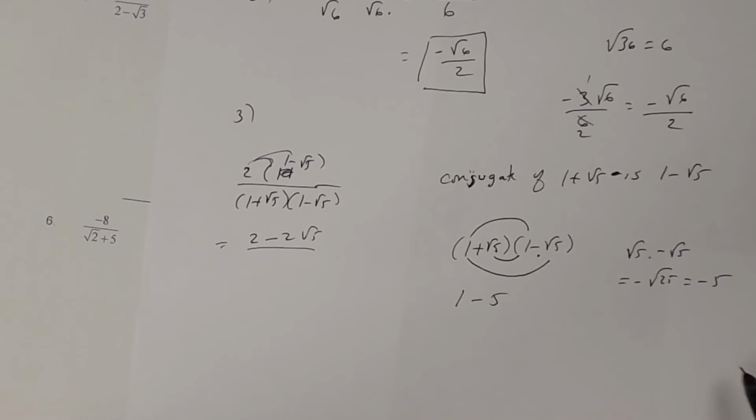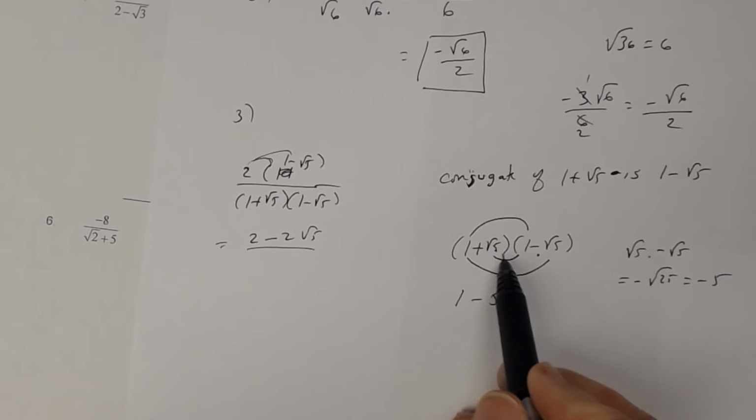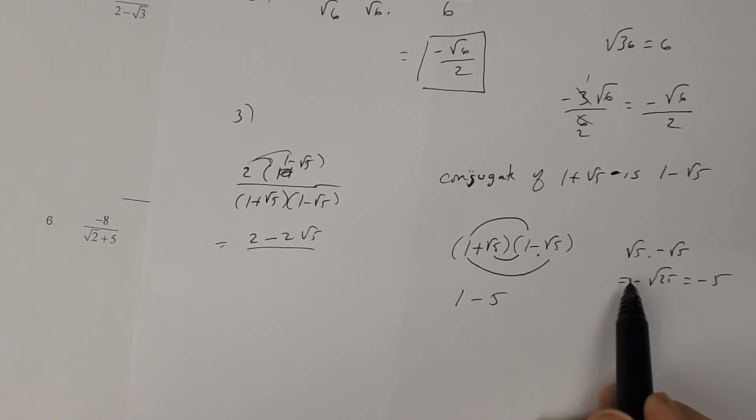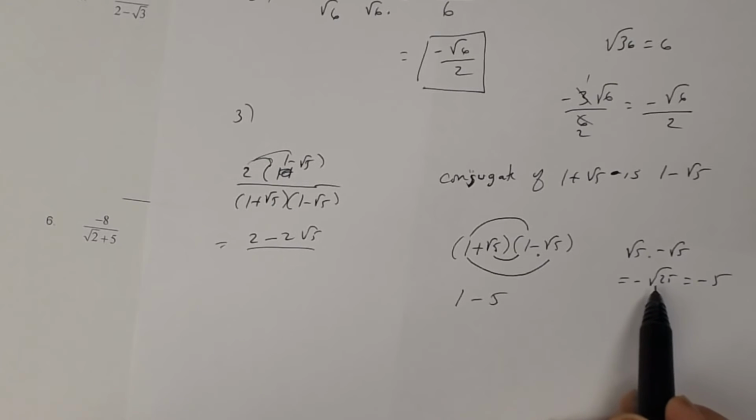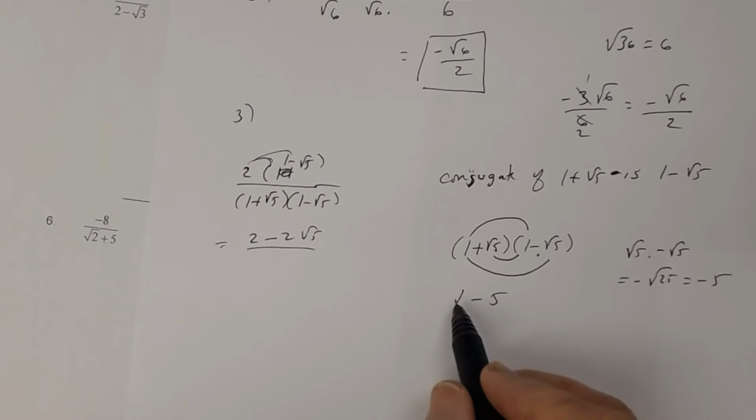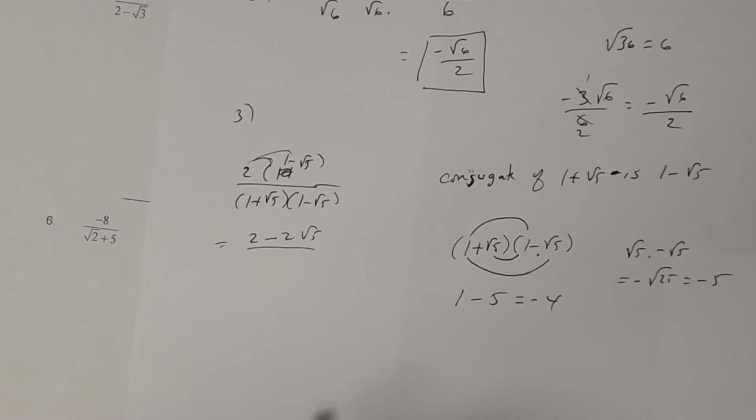So you get 1 minus 5. So square root of 5 times a negative square root of 5 is negative square root of 25, which is negative 5. And so 1 minus 5 is a negative 4. So that's the denominator. So 2 minus 2 square root of 5 divided by negative 4.